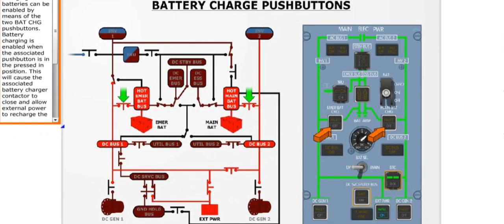Charging of the batteries can be enabled by means of the two battery charge push buttons. Battery charging is enabled when the associated push button is in the pressed in position. This will cause the associated battery charger contactor to close and allow external power to recharge the associated battery. Battery charging is controlled by the multifunction computer. This function will be covered later in this module.